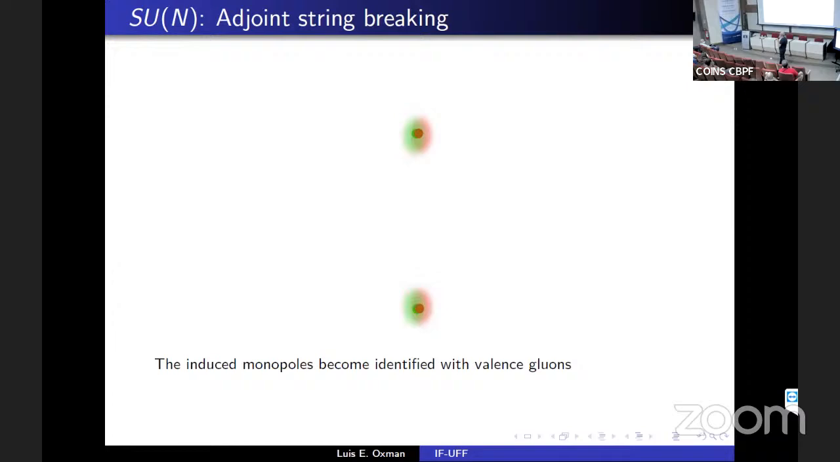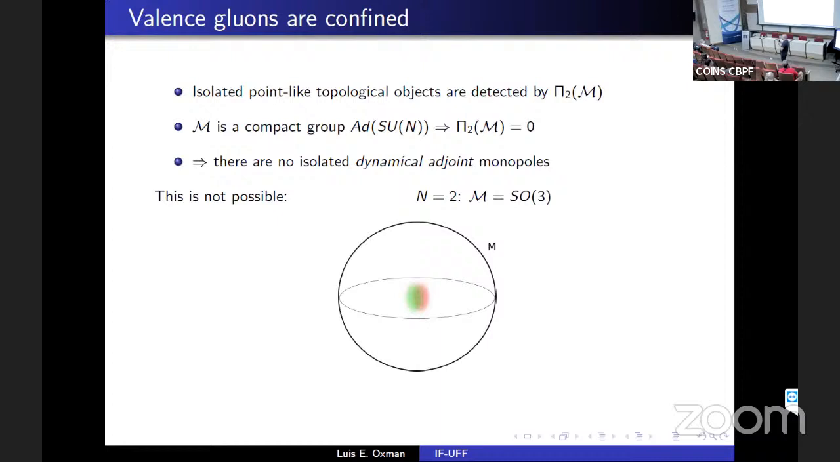It's a valence gluon because it's something in the adjoint that screens a quark in the adjoint. So you asked, is it possible to have this isolated? When you look at the type of vacuum you have, this spontaneous symmetry breaking from SU(N) to the center leads to a vacuum manifold, which is the adjoint representation. Point-like objects, like a valence gluon, are confined.